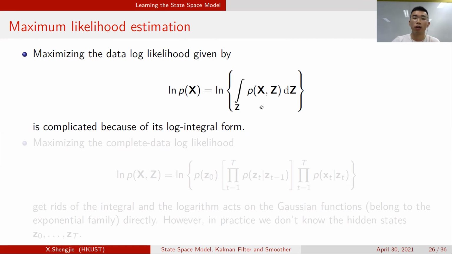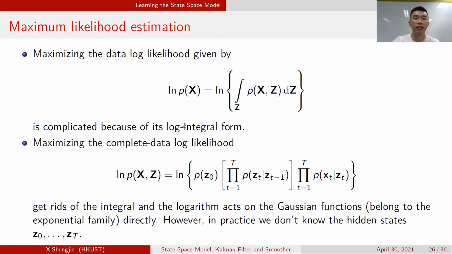So this may not be a good choice. We may not directly maximize this data log likelihood to find our parameters. Alternatively, if we know the hidden states, we can try to directly maximize p(x, j), the joint probability, because this has a really elegant form, as you can see here. The problem is that in practice, we don't know the hidden states. So how can we find the parameters?